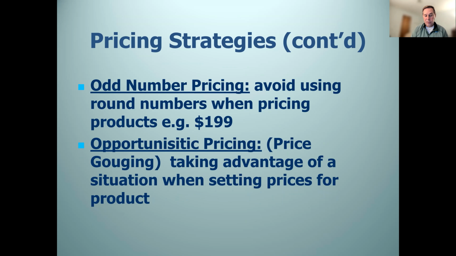So this is opportunistic pricing, price gouging, and not only in many cases is it very illegal, but when you take advantage of the consumer by setting your prices for a product... supply and demand is one thing, but for instance, if you were selling a bag of ice after a hurricane for $9 when the normal price would be $2, that's not fair to the consumer, and that would be price gouging.